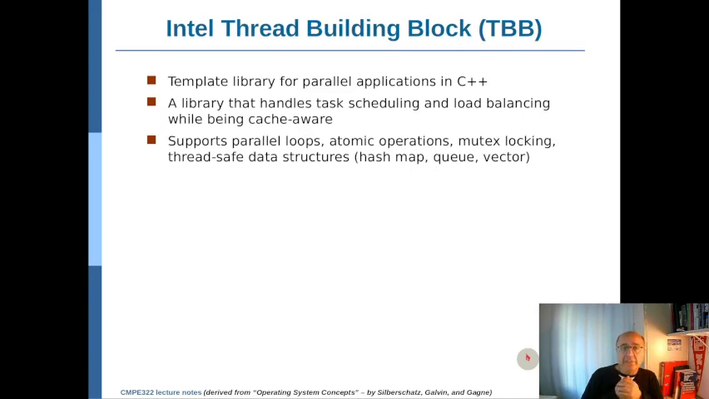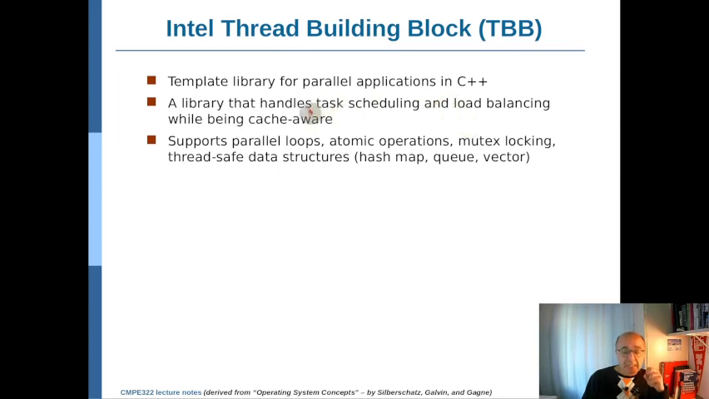And the final approach for implicit threading is Intel's Threading Building Blocks, or TBB. It's designed for C++ as a template library to handle parallel applications. So it is a library that handles task scheduling and load balancing. So as a C++ programmer, you don't need to deal with those details.